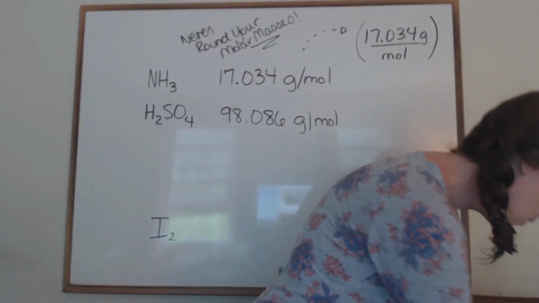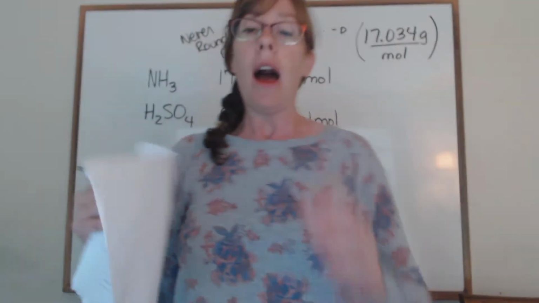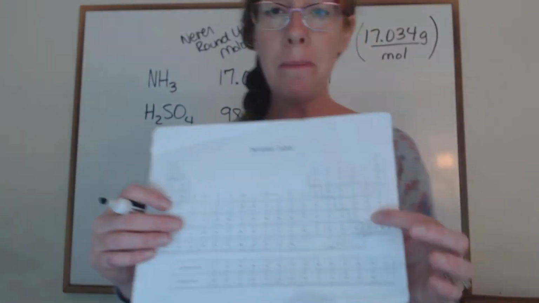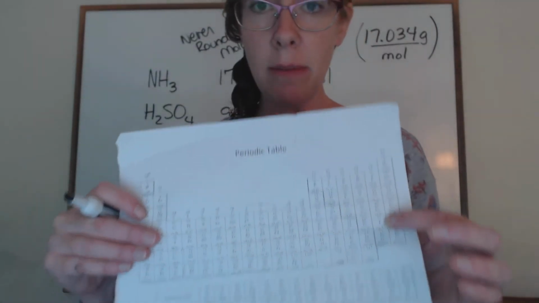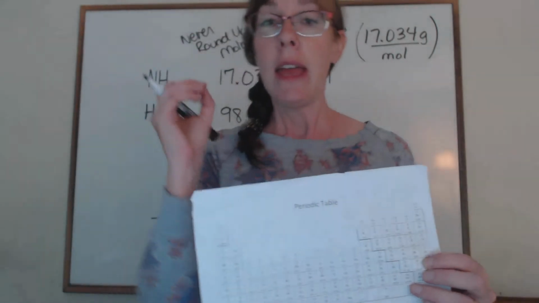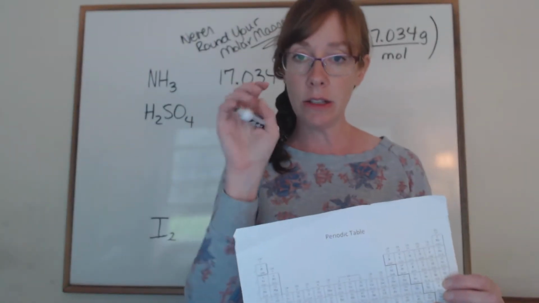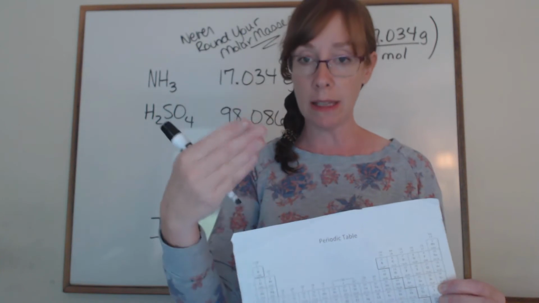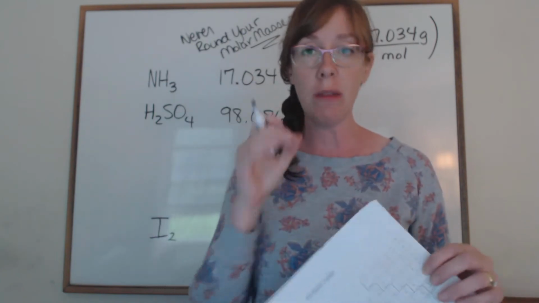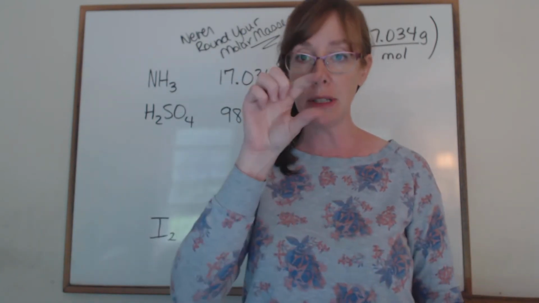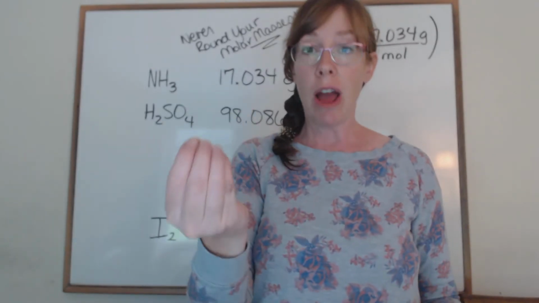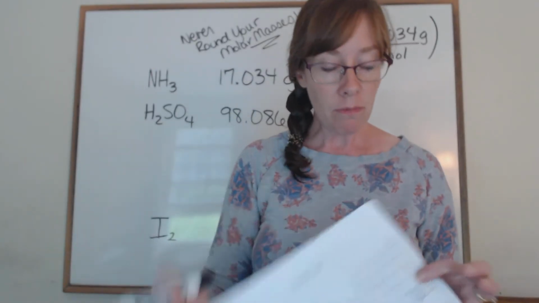I2, which is the last one on the list. Iodine, as we talked about in a lecture video, is a diatomic element, which means it exists as a 2-atom molecule when it's in its elemental form. If you have a bottle labeled iodine, those are I2 molecules.